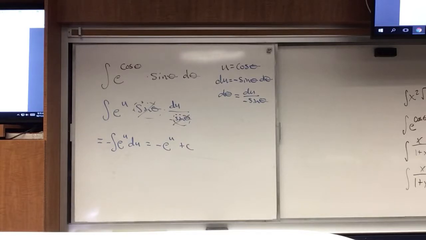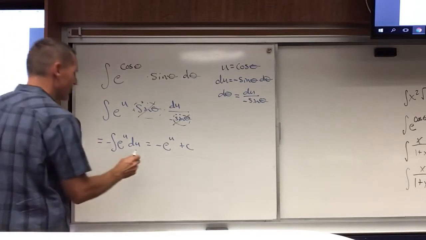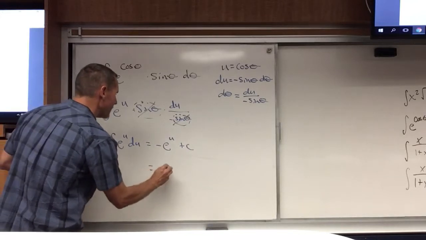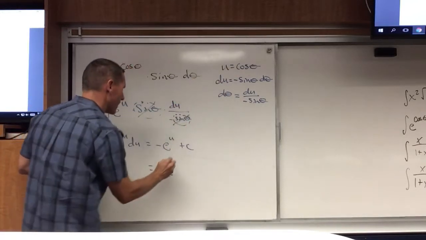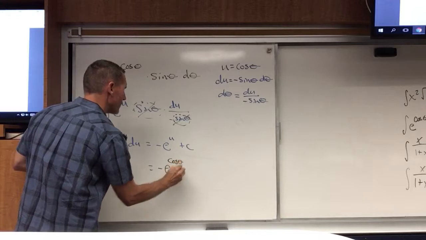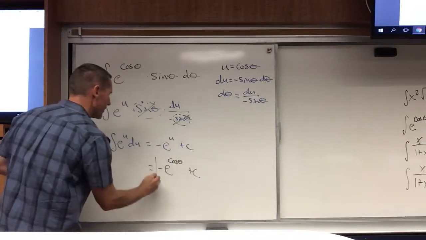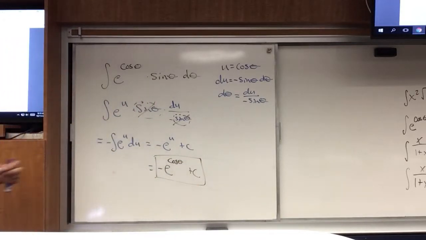And now we have to bring back what u is equal to, so everything is in terms of our original variable. In this case, that was theta. So this is just equal to negative e to the u, but u is equal to cosine theta, plus c.